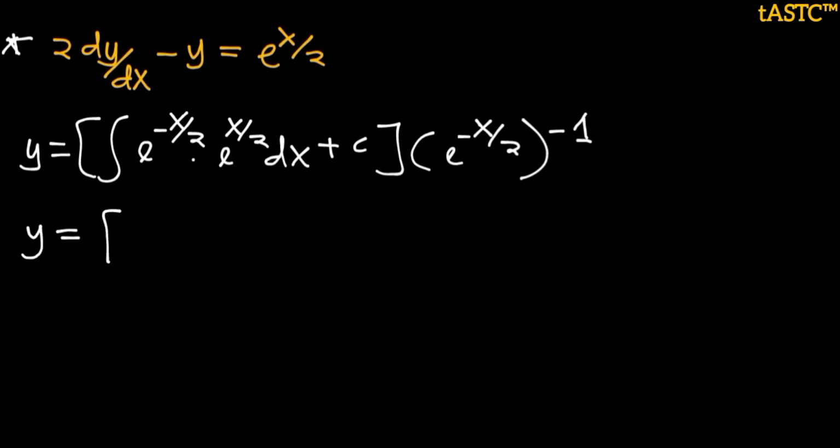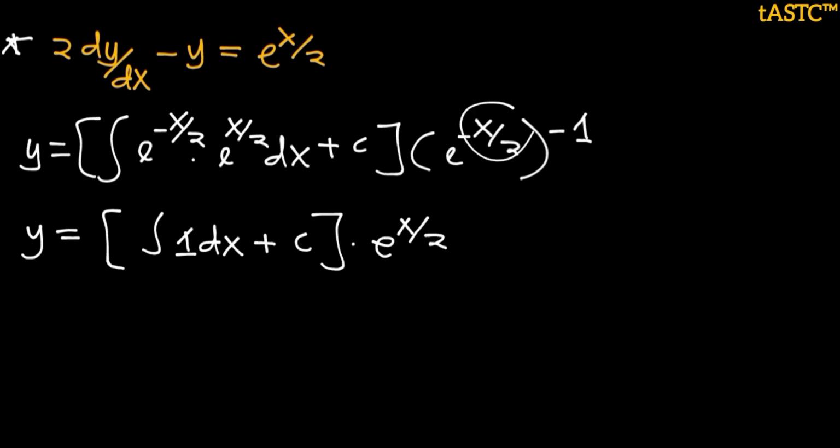So y is equal to integral 1 dx plus c, that is multiplied by e raised to the power of x divided by 2. Negative half x multiplied by negative 1 should give us a positive half x, or x divided by 2.